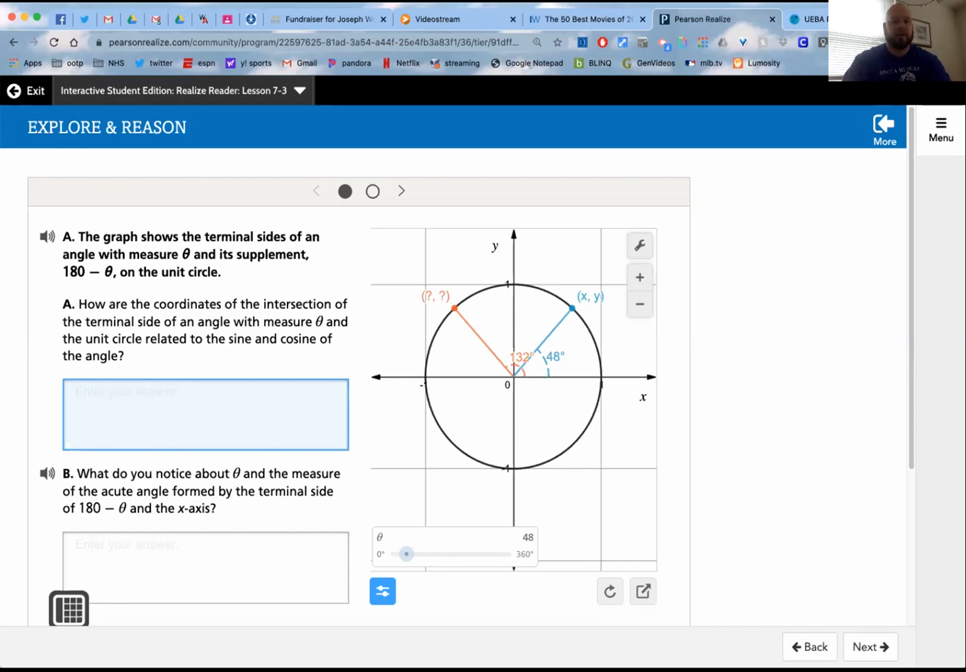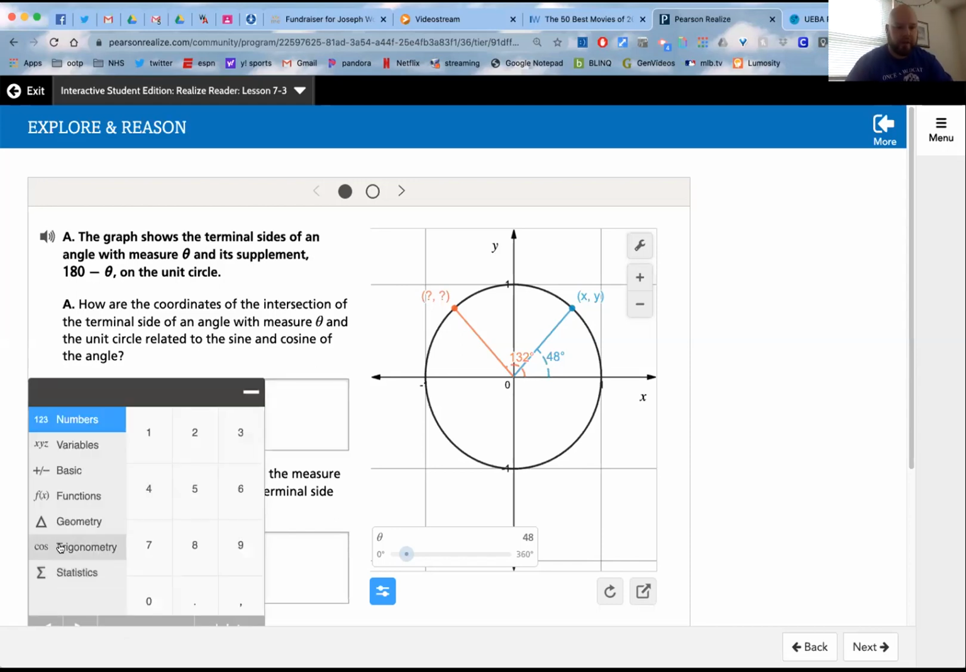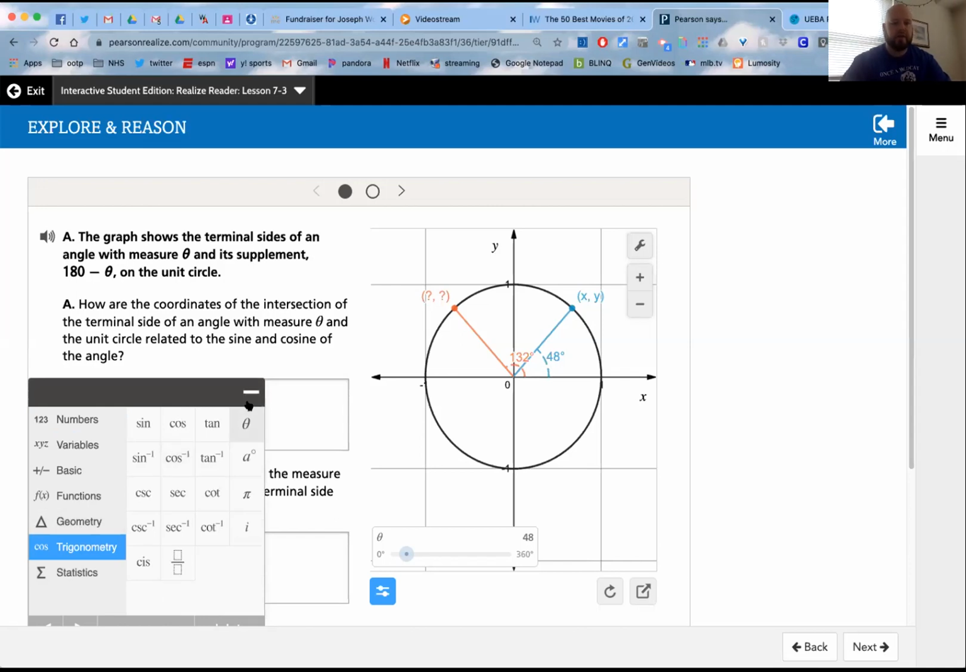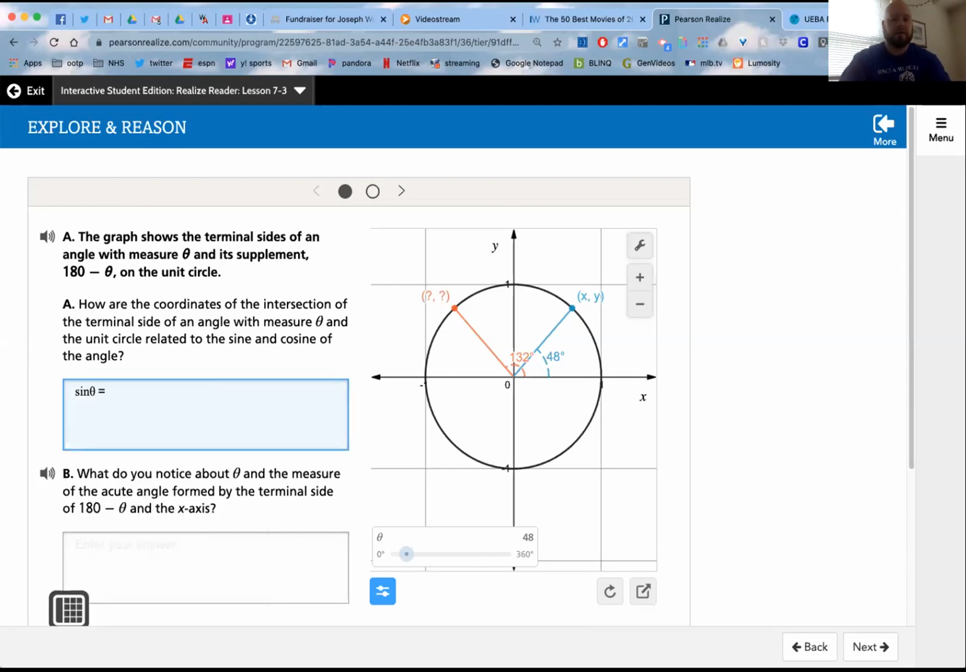So I'm going to say the sine of theta, let's see where I can pull up theta from. There we go. Sine of theta is equal to y over r. But since r equals 1, I know that sine of theta is really just equal to y. Similarly, cosine of theta is equal to x.